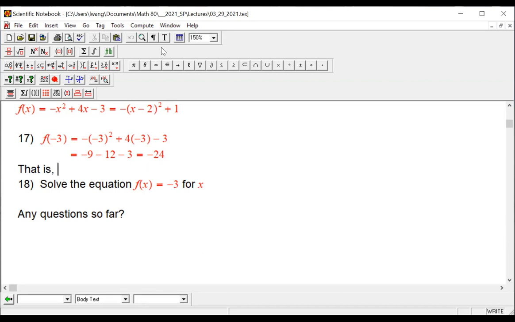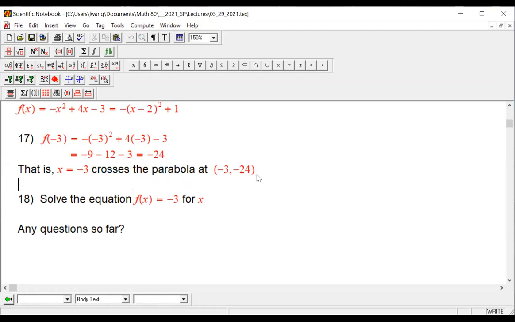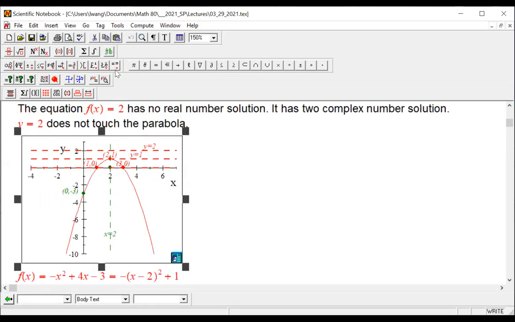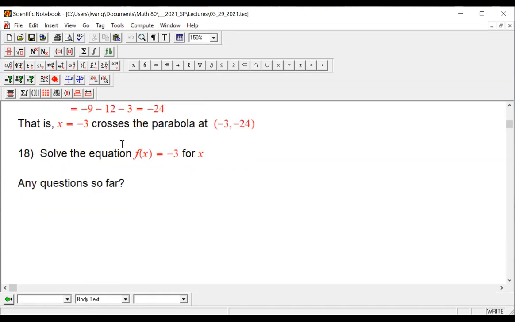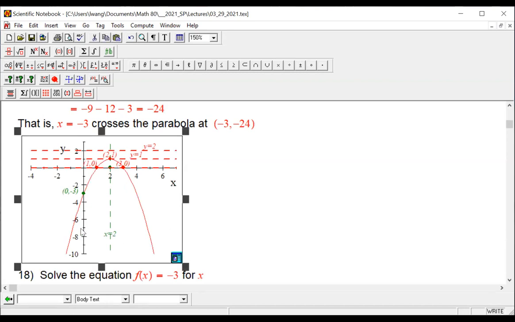So this vertical cut, x equals negative 3, that vertical line, input equals negative 3, crosses the parabola at a point. That point is (negative 3, negative 24). Let's see if we can plot that point in our picture. We have come this far. x equals negative 3 is right here, and the point of intersection is (negative 3, negative 24). This picture did not include that big a range.